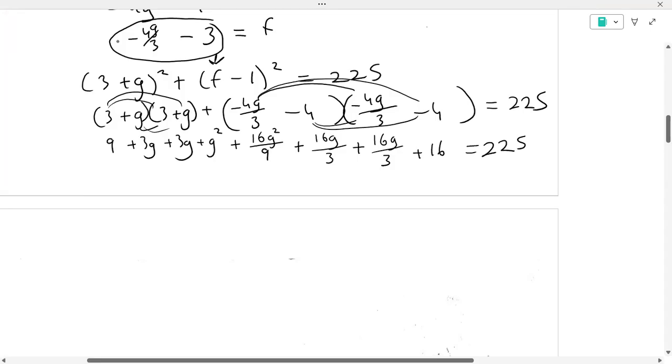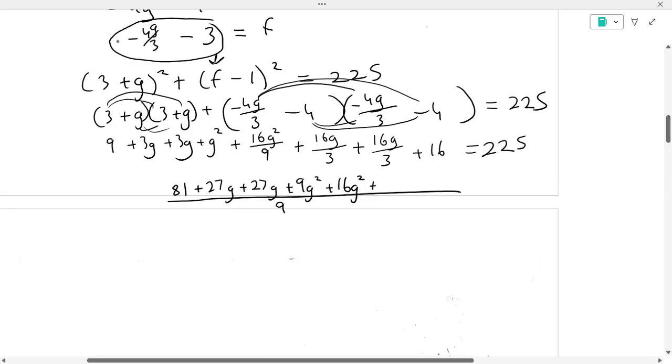Okay, so I have a 9 underneath the line. So I think I'm just going to write everything over 9. I think that'll just be the easiest way to do it. So that's going to become 81. This is going to become 27, and this is going to be 27, and this is going to be 9g squared. Now this one's already over 9, so that's just 16g squared.